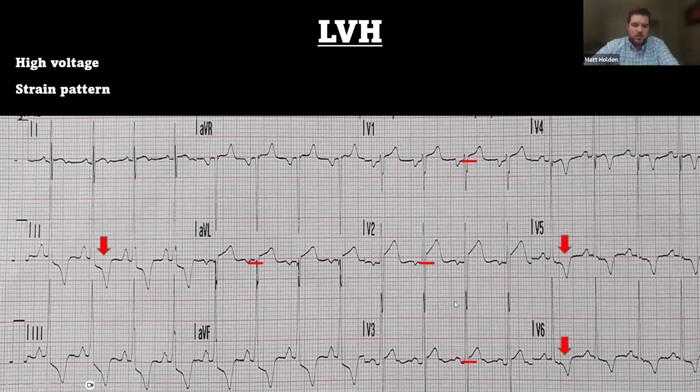Another high voltage thing that you can find is one of Jen's favorite topics, and that's going to be HOCM, which I'm sure she might talk about at some point. But this is high voltage. And you can also get something that is kind of in the literature, what I was always taught as the strain pattern. Essentially, it's these T-wave inversions right here. This inverted T-wave right here, and you can see it right here. This is what people used to call the strain pattern.